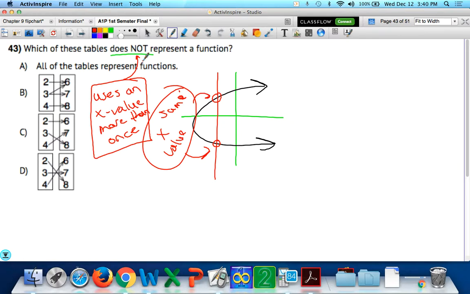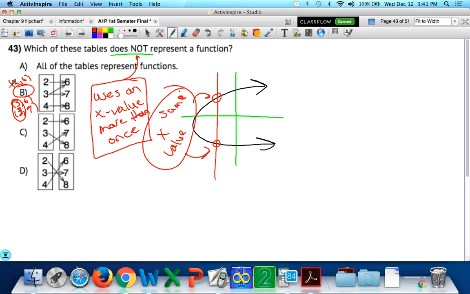Okay, and we get to our very first one. It uses the x value 2 one time, the point 2, 6. It uses the x value of 3 to make 3, 6 and 3, 7. That would be using the x value twice. That means B is not a function.